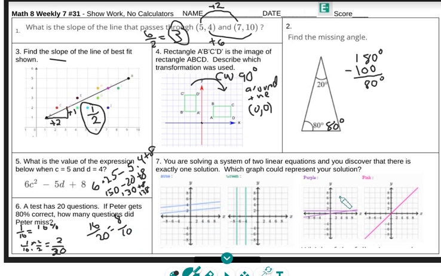Next question. You are solving a system of 2 linear equations and you discover that there is exactly one solution. Which graph would represent your solution? Well, these 2 lines never touch, so there's no solution. So it can't be that one. These 2 lines are parallel as well, so they are never going to intersect. This one looks like it only has one line. That's not going to work. And it would leave this purple line because they intersect right there at 0.62, it looks like. It might be 6.1.